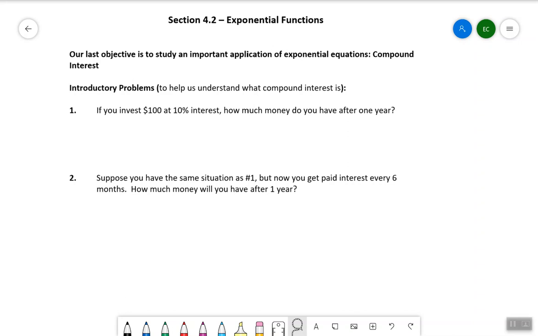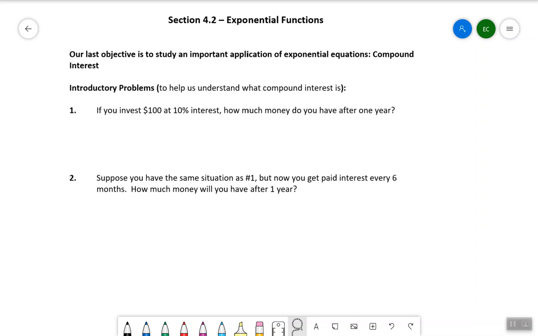Okay, we're working in section 4.2. We're going to move on to an important application of exponential equations, which is compound interest. I have a little problem here to help us understand what compound interest is and how it works.